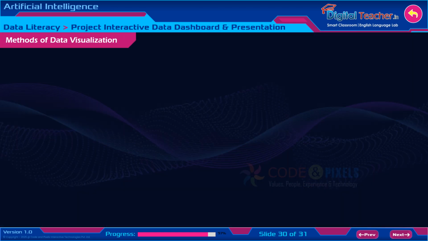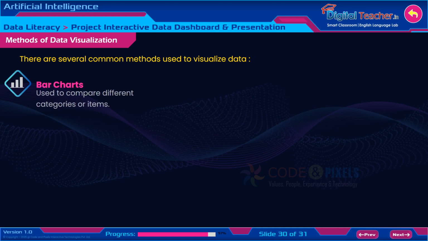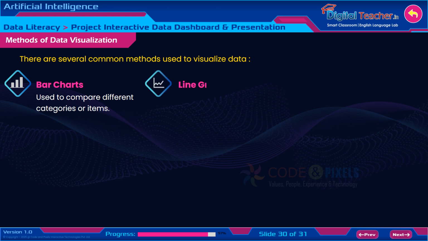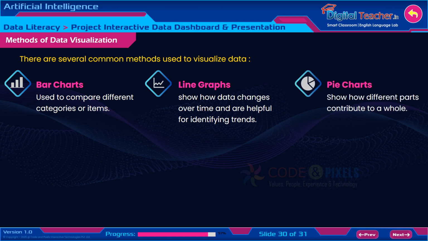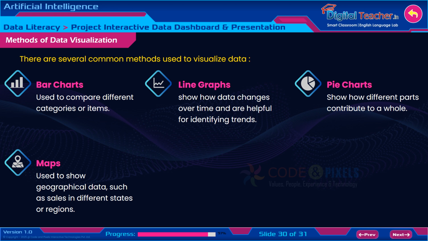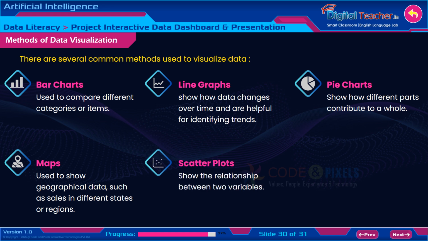Methods of data visualization. There are several common methods used to visualize data. Bar charts are used to compare different categories or items. Line graphs show how data changes over time and are helpful for identifying trends. Pie charts show how different parts contribute to a whole. Maps are used to show geographical data, such as sales in different states or regions. Scatter plots show the relationship between two variables.